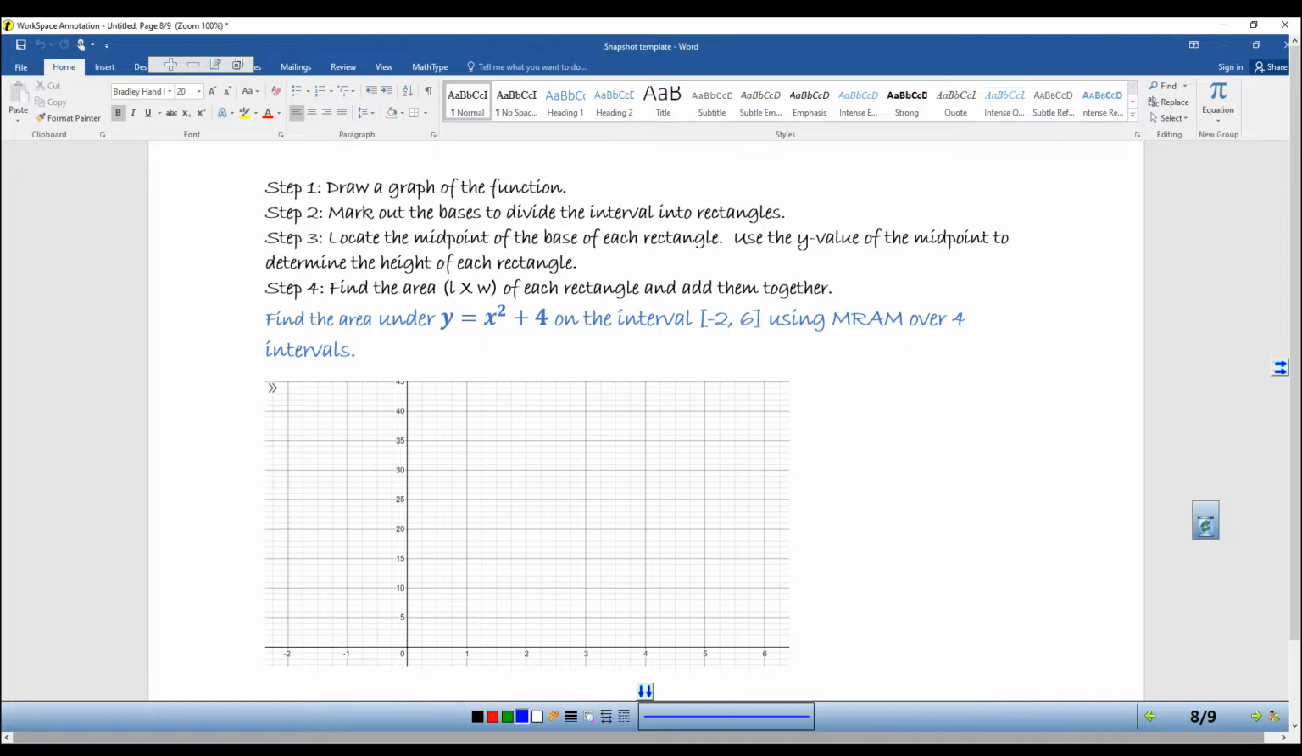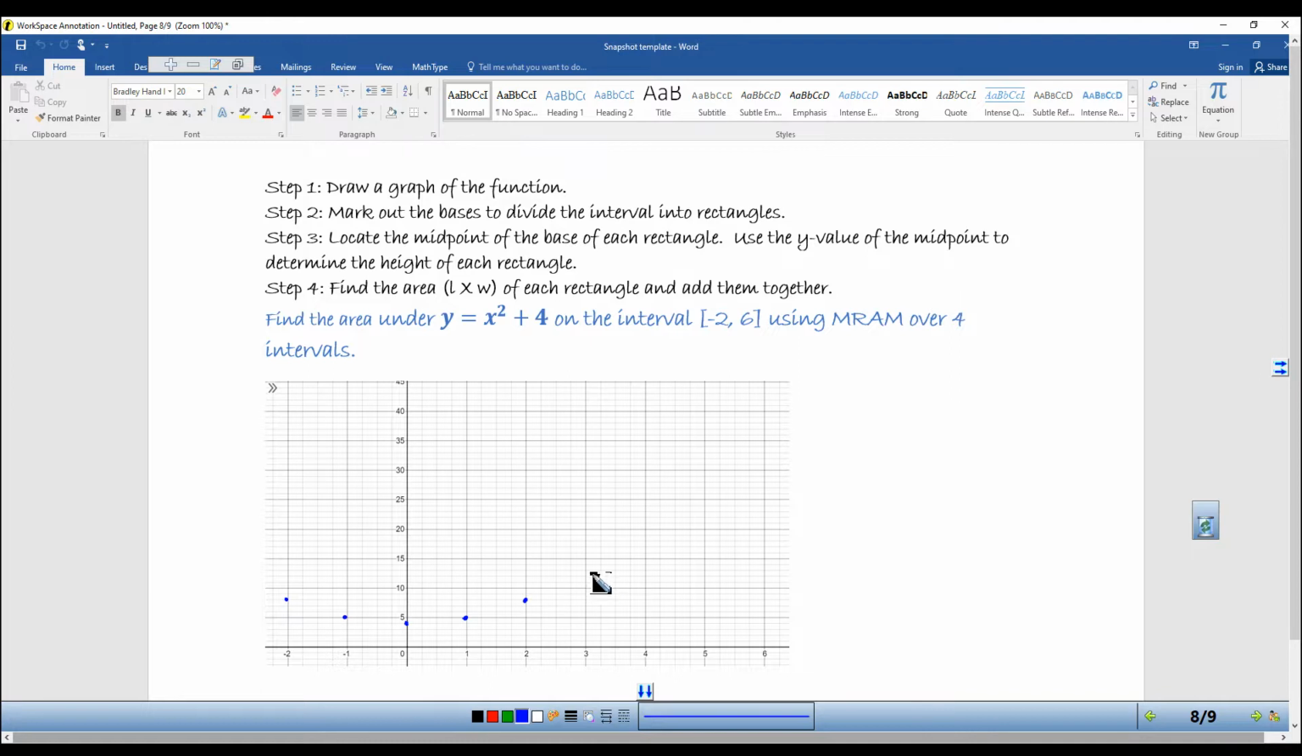So step 1 is to draw a graph of the function. So I'm going to start at -2. -2 squared is 4 plus 4 is 8. -1 squared is 1 plus 4 is 5. 0 squared plus 4 is 4. 1 squared plus 4 is 5. 2 brings us back up to 8 again.